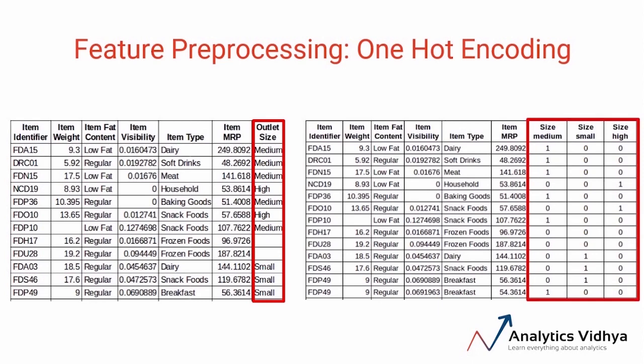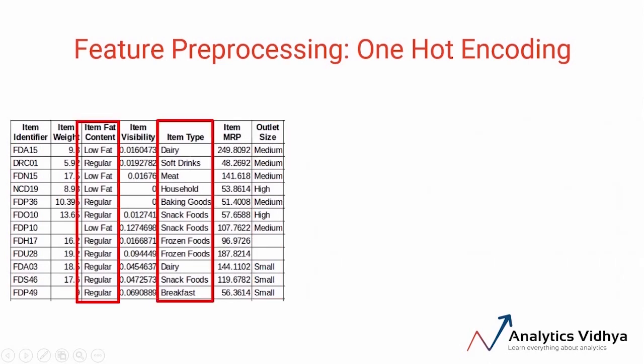Outlet size column, we can replace this outlet size column with three columns: outlet medium, outlet small, and outlet high. Now the first row has the outlet size medium. So we put 1 in the size medium column, as you can see here, and 0 in the other two columns. Similarly, we'll perform this step for the rest of the rows against the respective outlet size. Here you can see for item identifier NCD 19, the outlet size is high. So we have 1 in the size high column and 0 in the remaining two columns. The same method can be applied for the other categorical variables in our dataset, like the item type and the item fat content. But just hold on, there is a problem with this type of encoding.